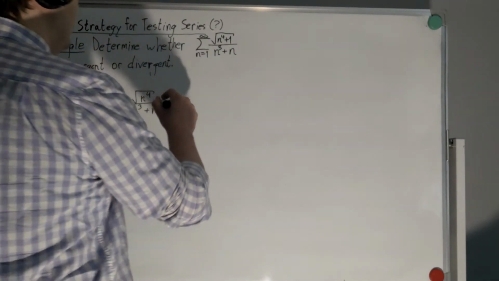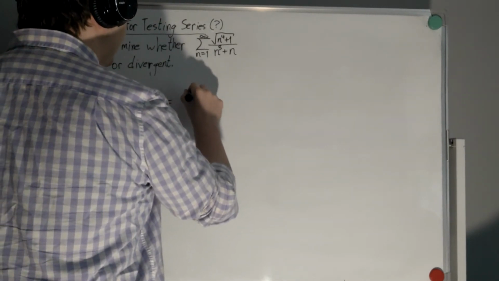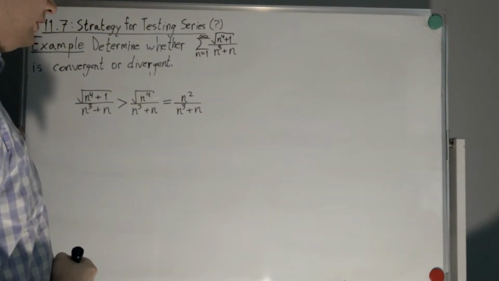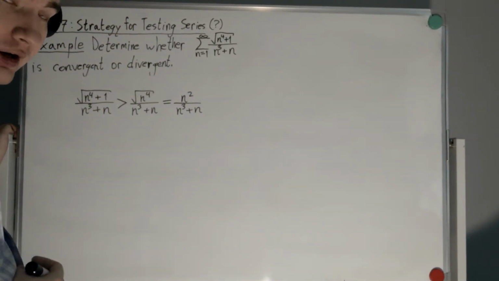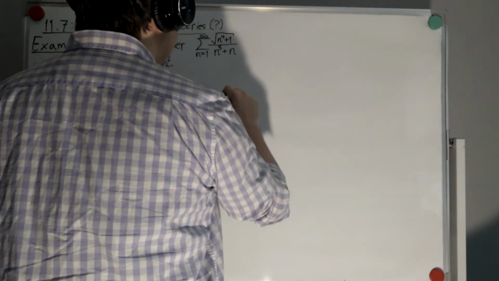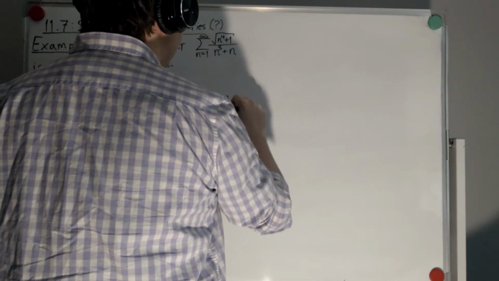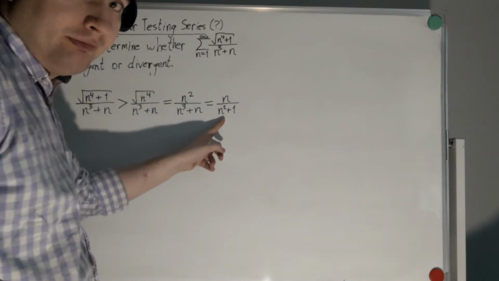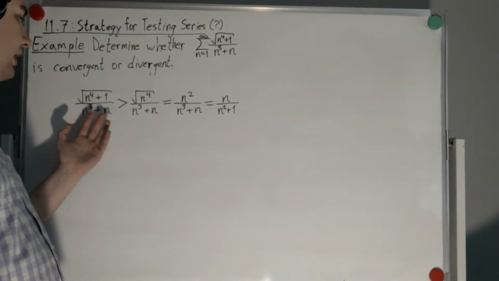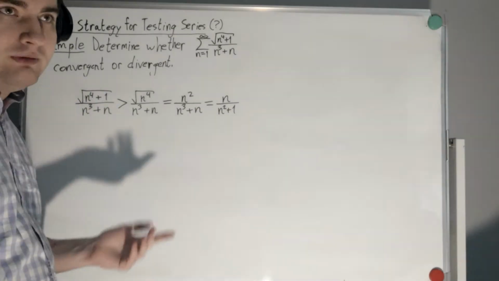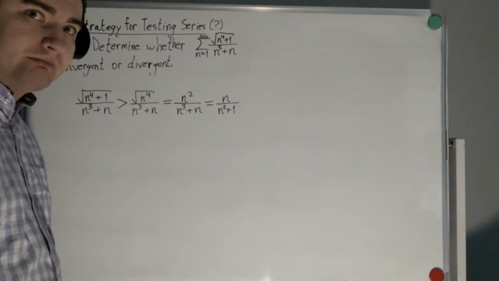All right, so then you take the square root of n to the 4th, that's just n squared. So now we have n squared over n cubed plus n. You can now factor an n out of the denominator and cancel it with one of the factors of n on top. So then what we'll get here is n divided by n squared plus 1. So now if we can show that this is divergent, then by the comparison test, this will also be divergent. If it's convergent, well, we'll cross that bridge when we get to it.